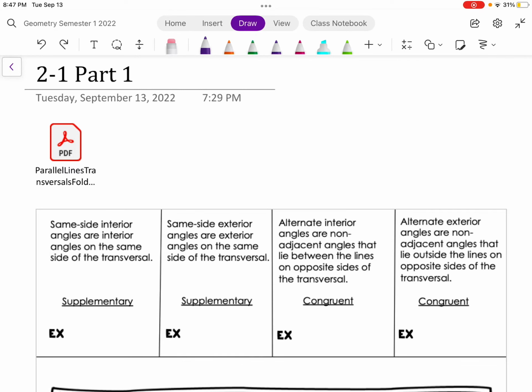All right, starting of new unit 2-1. I apologize, my face is not on the screen right now, but I'll see if I can get my technology together for 2-2. We'll see.